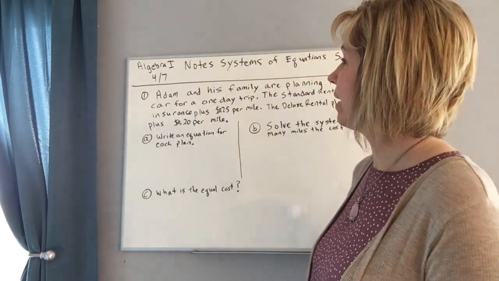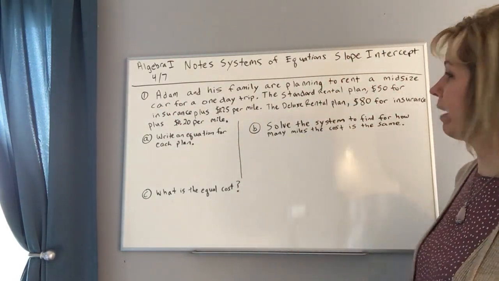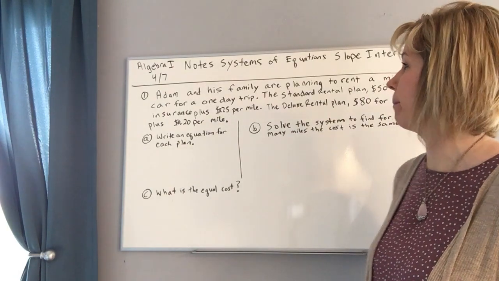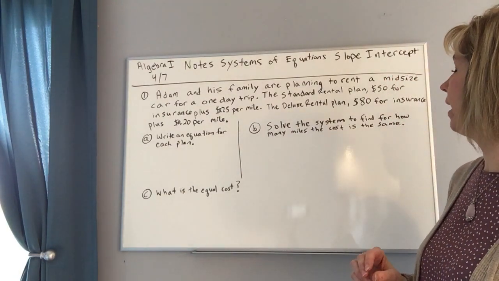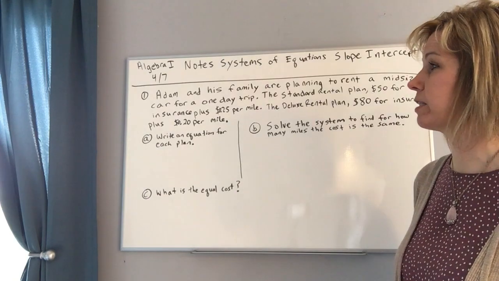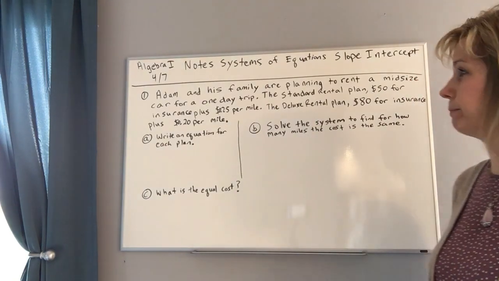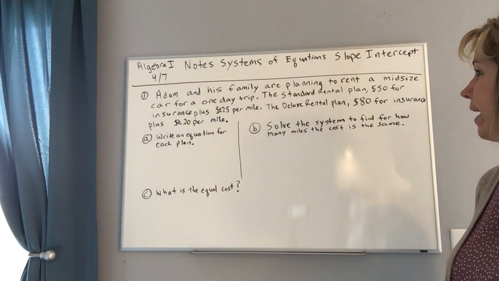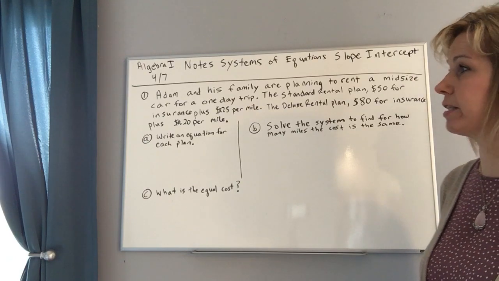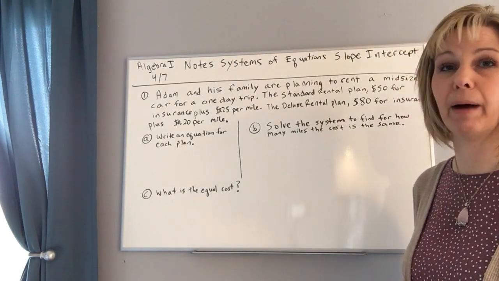Hopefully you've already read the problem, but we'll also read it together first. Adam and his family are planning to rent a mid-sized car for a one-day trip. The standard rental plan costs $50 for insurance plus 25 cents per mile. The deluxe rental plan is $80 for insurance and 20 cents per mile.